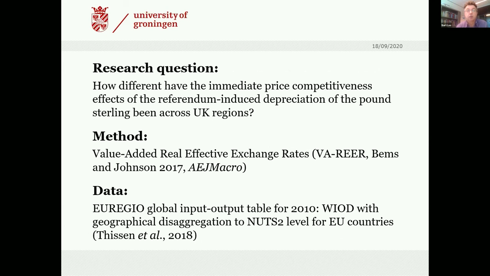And the data that we use, and I will tell more about that in a few minutes, is the EUREGIO Global Input-Output table for 2010. That's actually the most recent table that's available that can help us address questions like these.